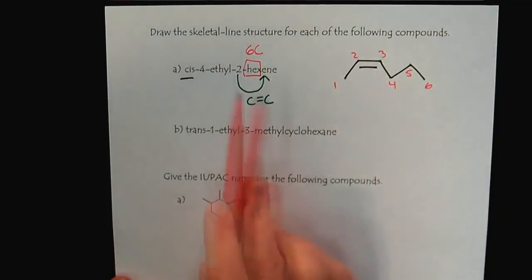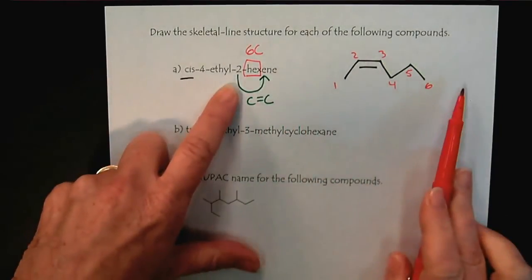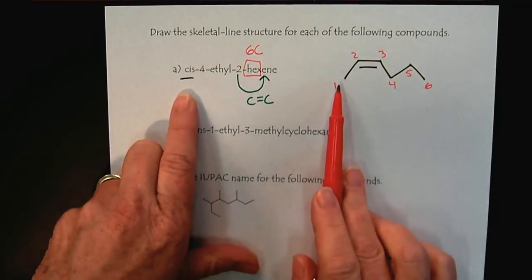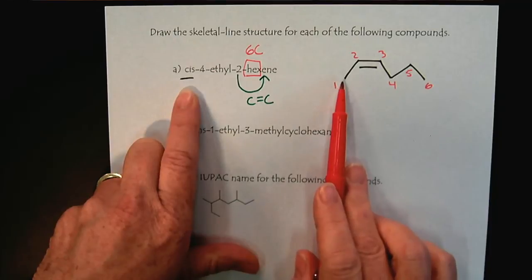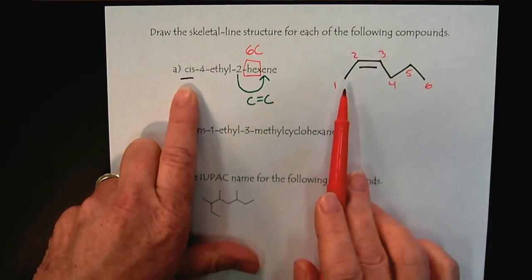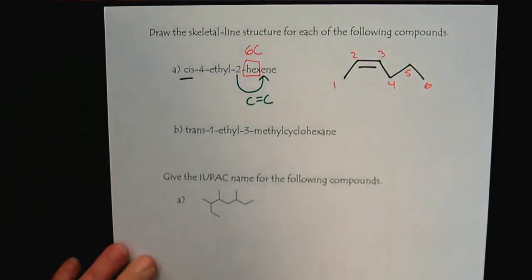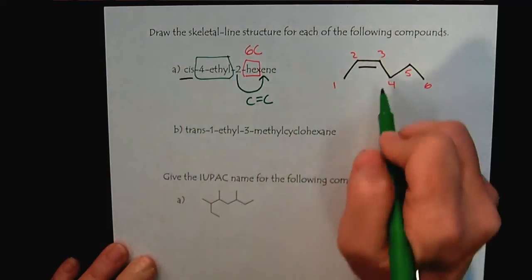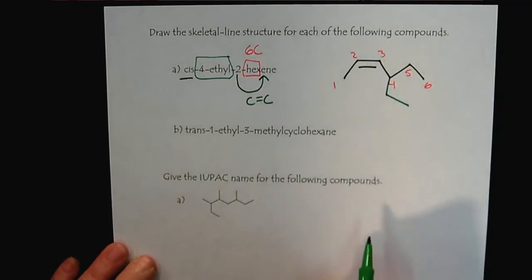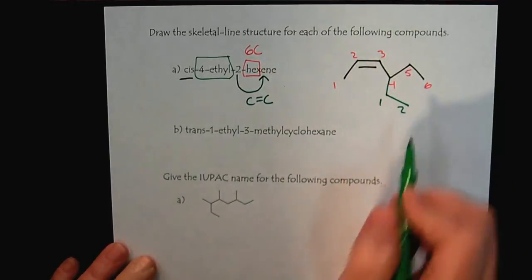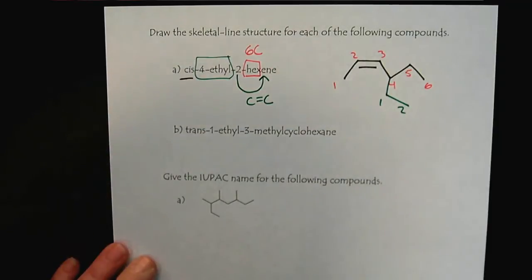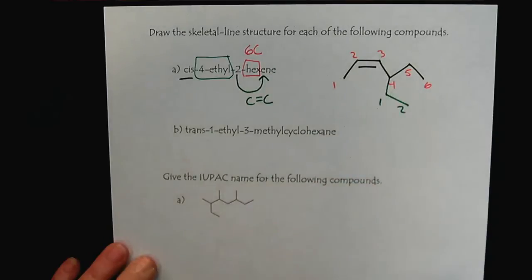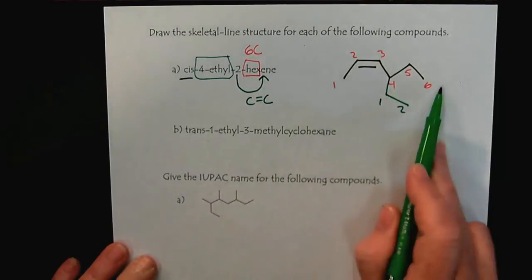Okay, so the root, hex, told us 6 carbons. We know to put the double bond at carbon 2, and then the stereochemistry, we put the alkyl branches on the same side because of cis. And then the last piece here is we have a substituent. So we go to carbon 4, and we add an ethyl group, 2 carbons. So there we go. This is the structure for cis-4-ethyl-2-hexene.